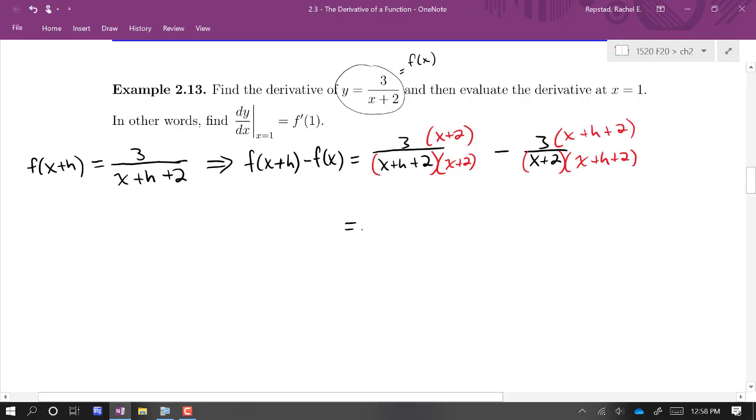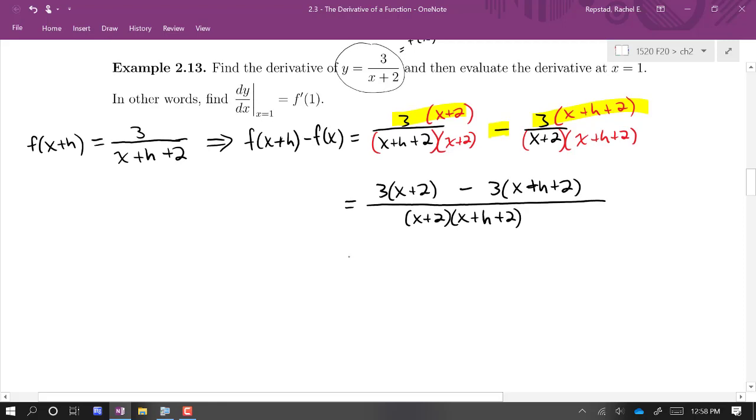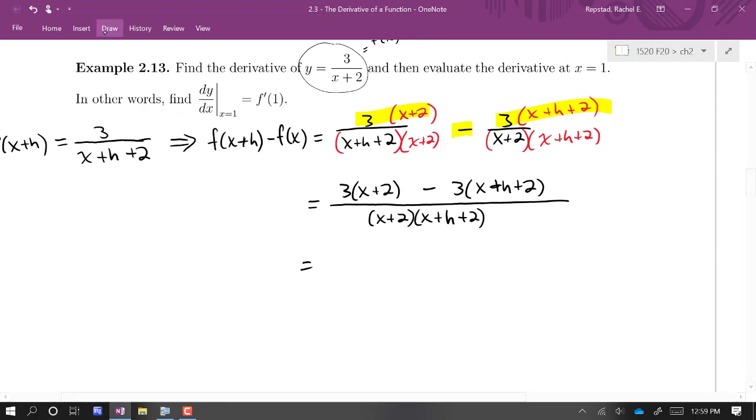So, doing the algebra here, our common denominator is x plus 2 times x plus h plus 2. And up top, I'm going to have this product minus that product. I'm going to expand the numerator, and I'm going to keep the denominator factored.